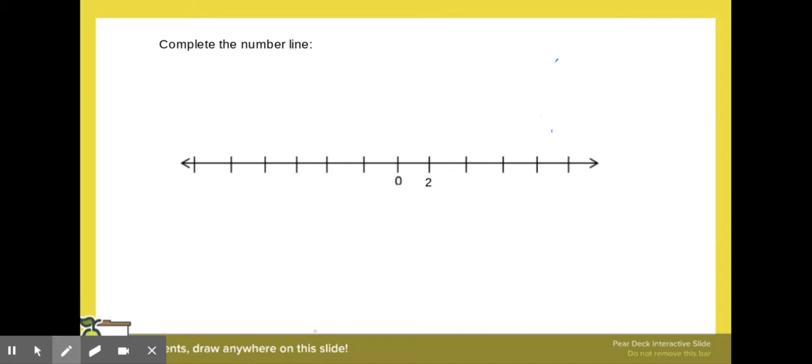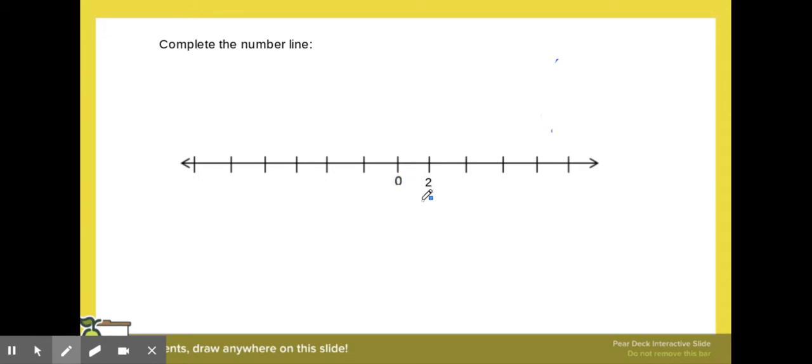Sometimes our number line will not count by ones. It might have a different scale. All number lines will count the same thing. It'll be consistent. So if this one, for example, goes from 0 to 2, then all of my dashes will be counting by 2. It won't change from 2 and then all of a sudden count up to 3.